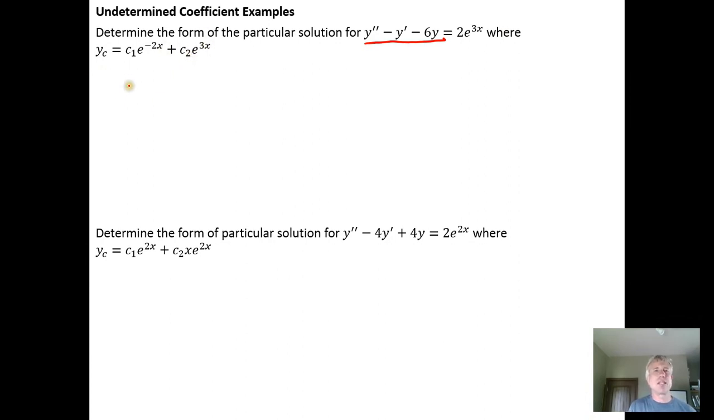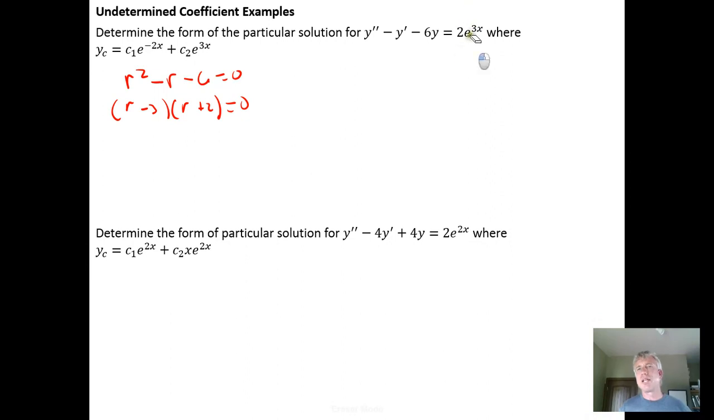And this comes from the fact that the characteristic polynomial looked like r squared minus r minus 6 equals 0, and it factored as r minus 3 and r plus 2. And so we have the roots of the polynomial up in the exponent position on the exponential base e. And so the problem that's going to arise here is the driving function 2e to the 3x has as its coefficient a 0-degree polynomial or a constant.